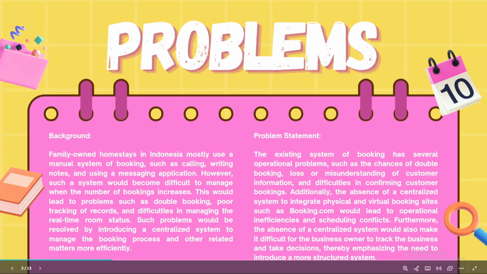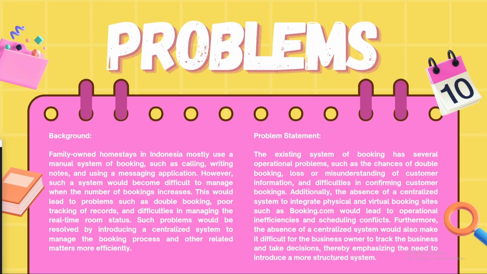All right. The problem first is the background. Manual booking in homestays becomes inefficient as demand increases, causing errors like double booking and such. A centralized digital system is needed to improve organization and workflow. Next we have the problem statement, which is that the current system leads to booking conflicts, loss of information, and delays. This causes big problems for the homestay booking system, and the lack of integration with online platforms makes management inefficient.